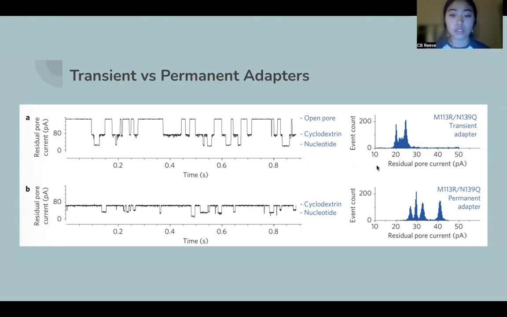And building off of this, you can see when cyclodextrin is attached, the current is reduced from about 150 picoamps to 80 picoamps. And then on top of that, it must stay attached in order for bases to be read at all. For figure A, the use of transient adapters will generally be less efficient when it comes to base readings. And so that's kind of why permanent adapters are objectively better. When it is covalently bound, it eliminates the open pore and inactive state.